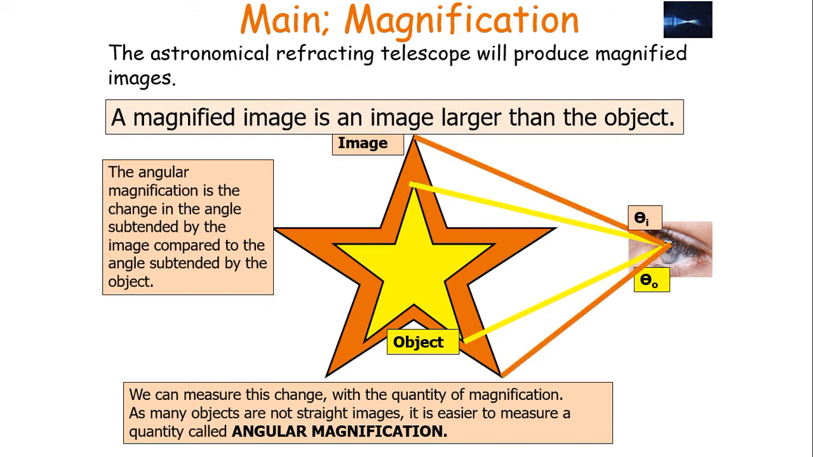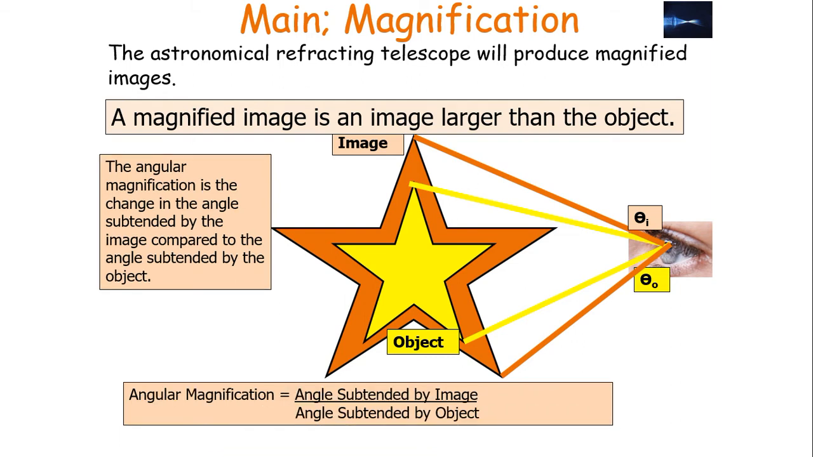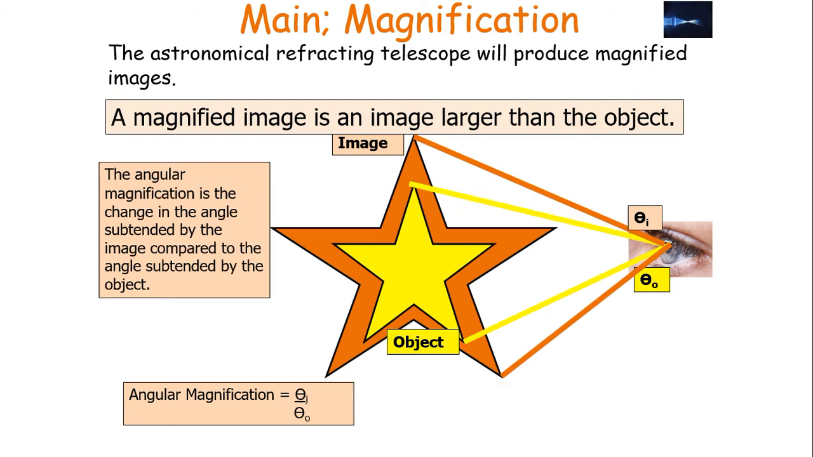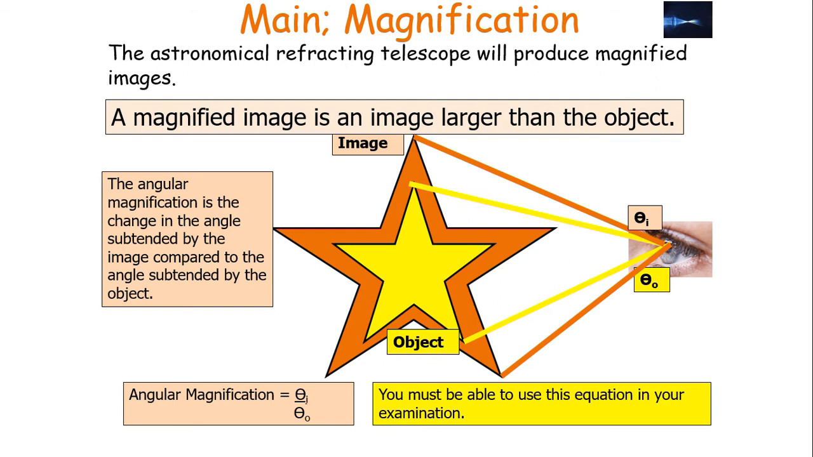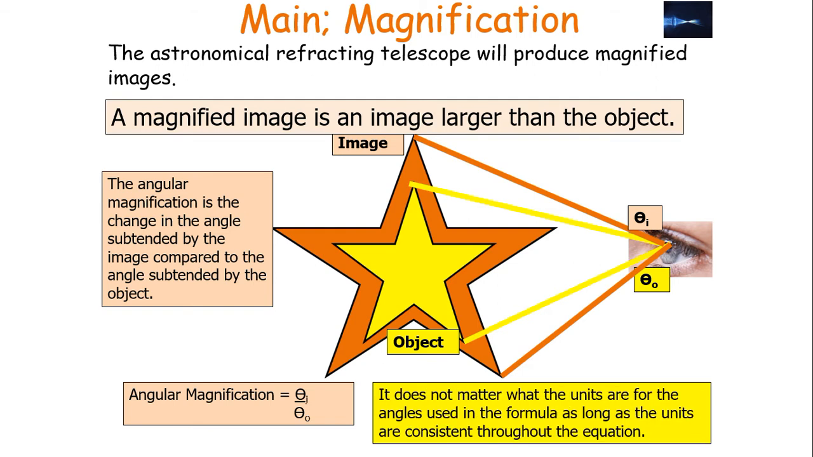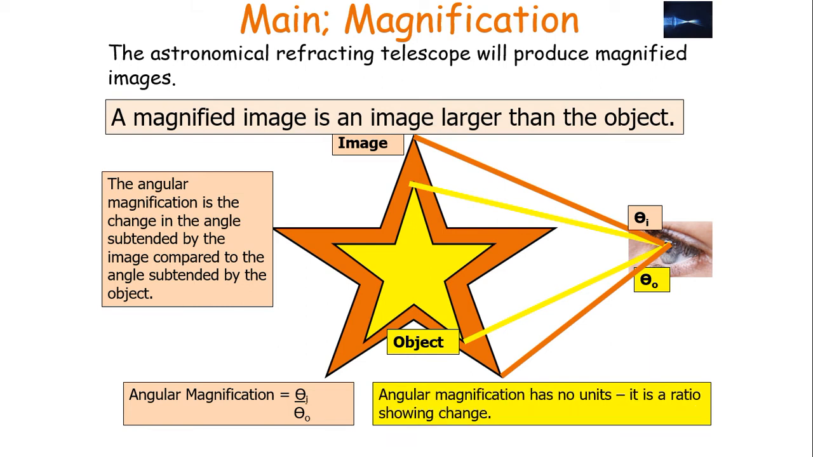Now, the point is that angular magnification is the change going from theta O to theta I, or vice versa. So we can say angular magnification is the angle subtended by the image divided by the angle subtended by the object. That gives us the angular magnification equation, theta I over theta O. This equation is given to you in your examination equation book, but you've got to be able to use it in your examination. Just to be careful, it doesn't matter what units you're using for angles, degrees or radians, as long as the units are consistent throughout the equation. Angular magnification itself has no units. It's just a ratio indicating a change.